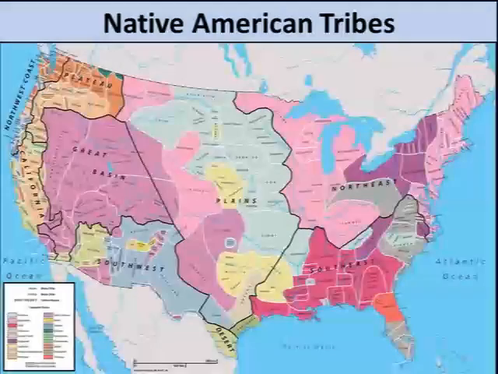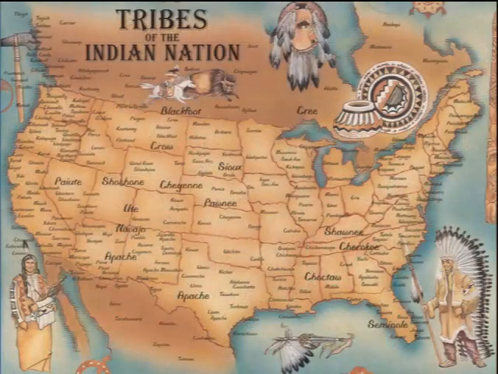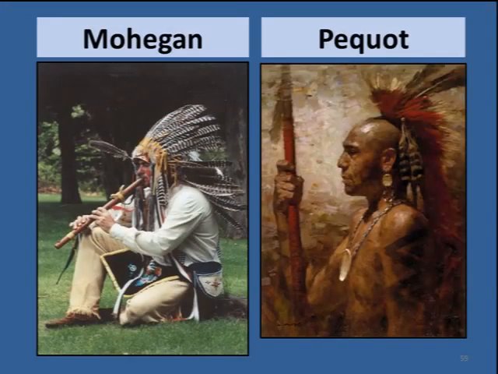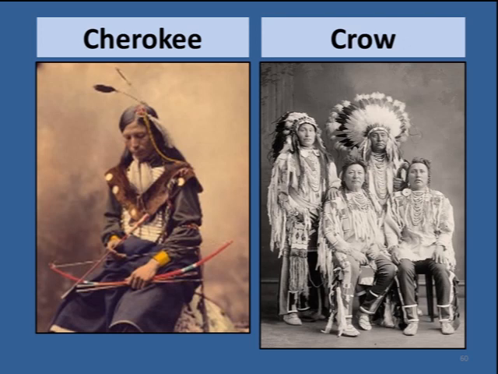Native American tribes can be found in all 50 states. In total, there are currently over 500 Native American tribes in the United States. Two of the largest tribes in Connecticut are the Mohegan and the Pequot. Two other well-known tribes in the U.S. are the Cherokee and the Crow.